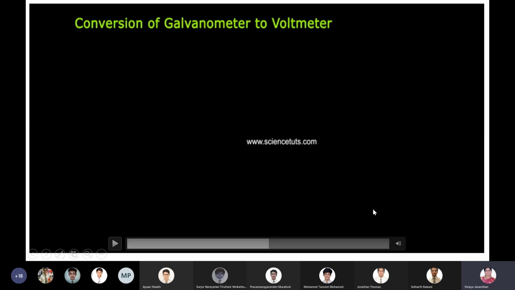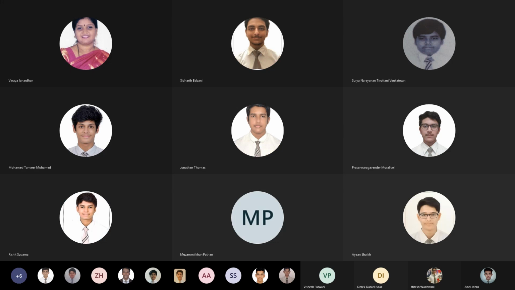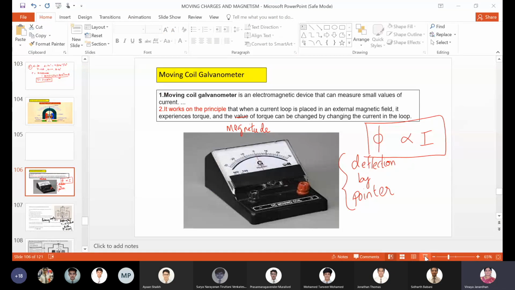Fine, boys. Conversion of galvanometer into an ammeter and a voltmeter we'll just check later. Can you see the slide right now? Moving coil galvanometer, boys. No, ma'am. I'll reshare the video slide. Okay, I'll just go for the other one. Can you see the slide now? Can you see the slide, boys, now? Yes, ma'am. Okay, right.